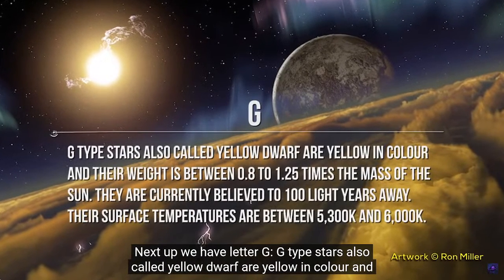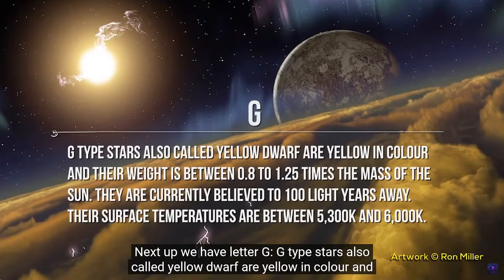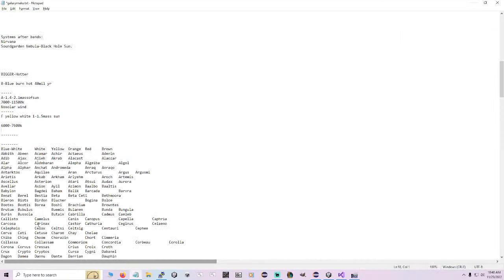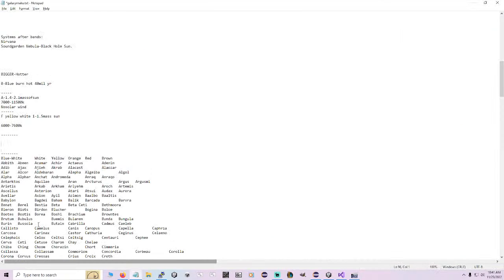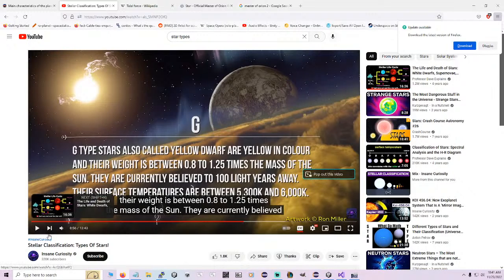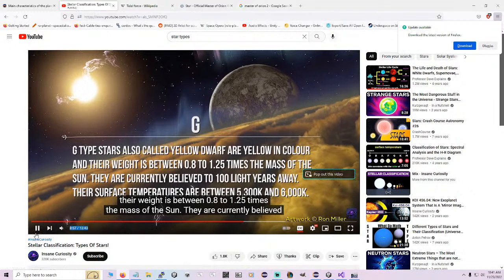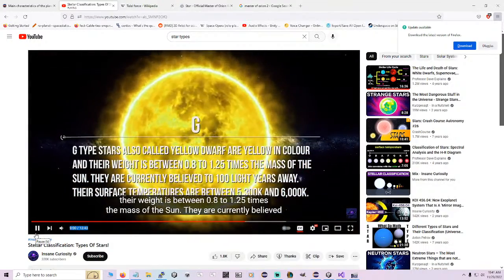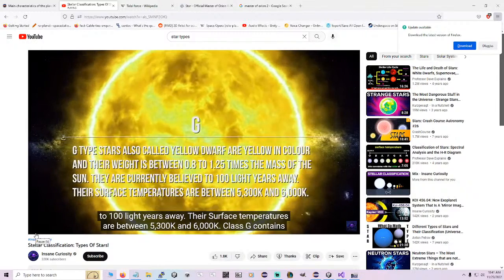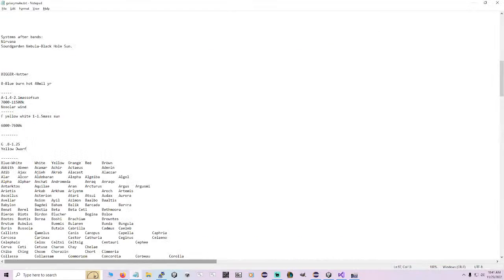G-type stars are also called yellow dwarfs and are yellow in color, and their weight is between 0.8 and 1.2 times the mass of the Sun. They are currently believed to be 100 light-years away. Their surface temperatures are between 5,300 Kelvin and 6,000 Kelvin.